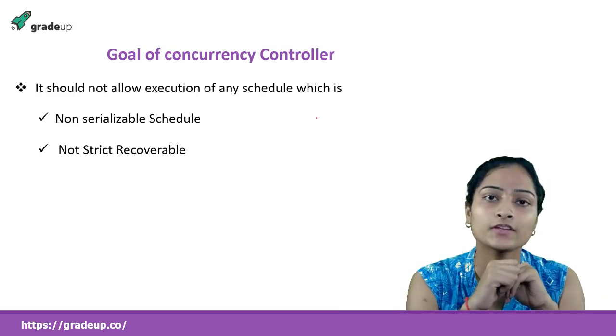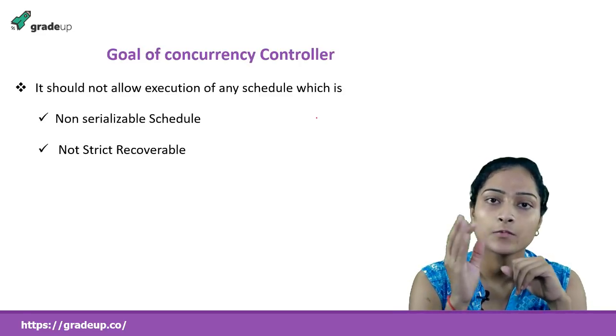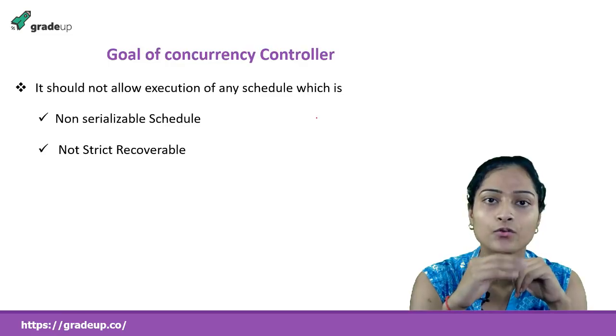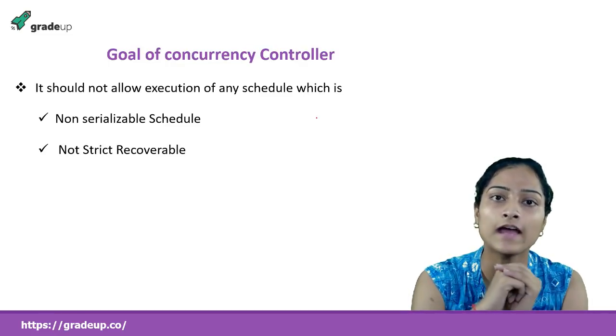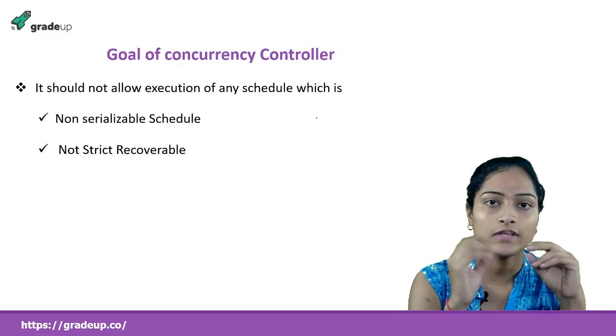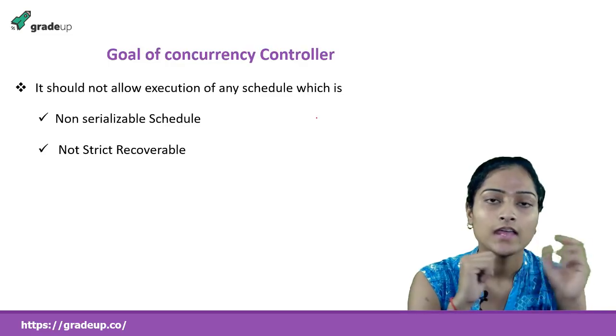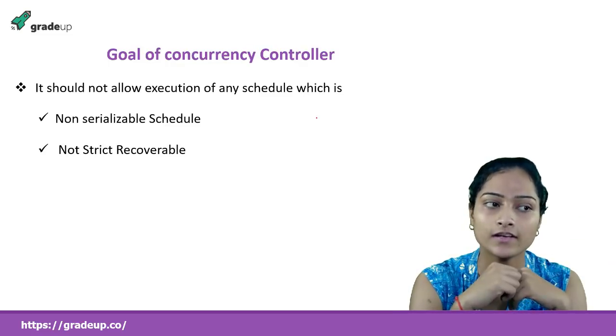Guys, I am going to follow the same sequence which I always follow. That is, before starting the new topic, I should know why I am moving toward this particular topic. I should know the basics, why it is required to study this thing. So guys, I have already told you that we have two types of schedules. That is, the first one is serial schedule and the second one is concurrent schedule.